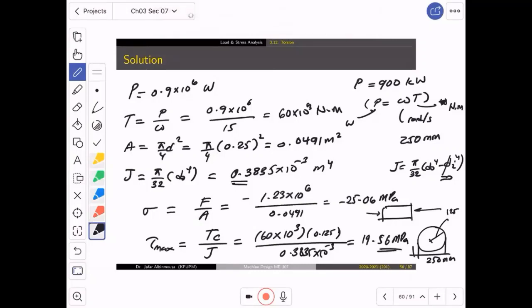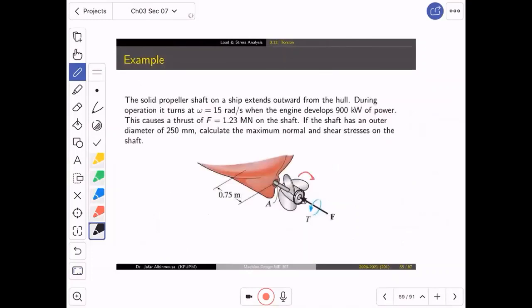Good. Doctor, I have a question. Yes. Now, isn't the circular part hollow? No, it isn't. This one is not. No, this one is for the propeller itself. The propeller. We're talking about the shaft. Okay, fine. Okay. Any other question?